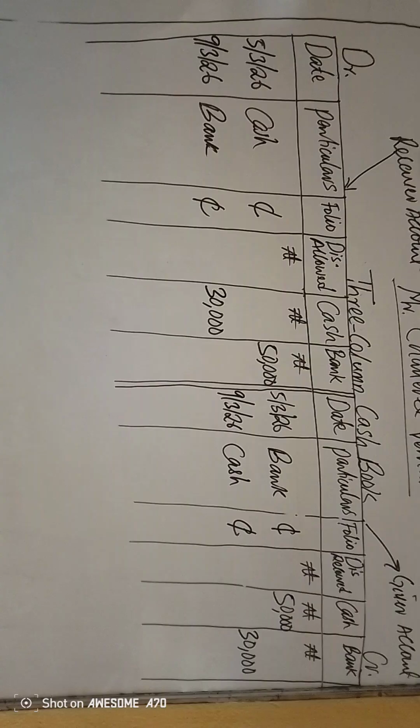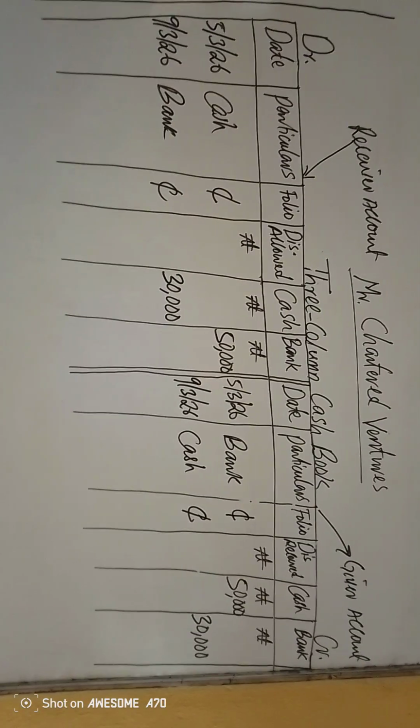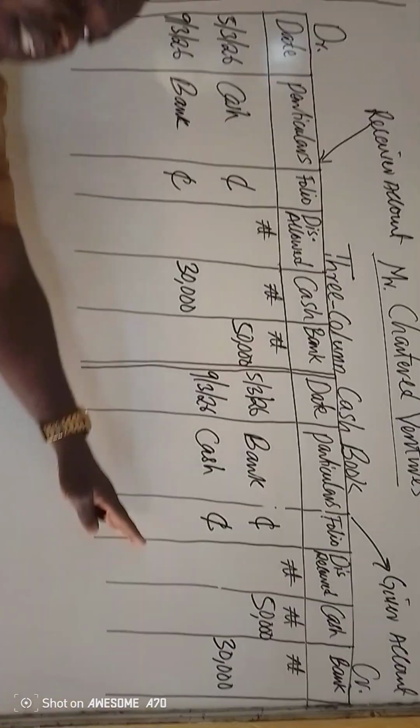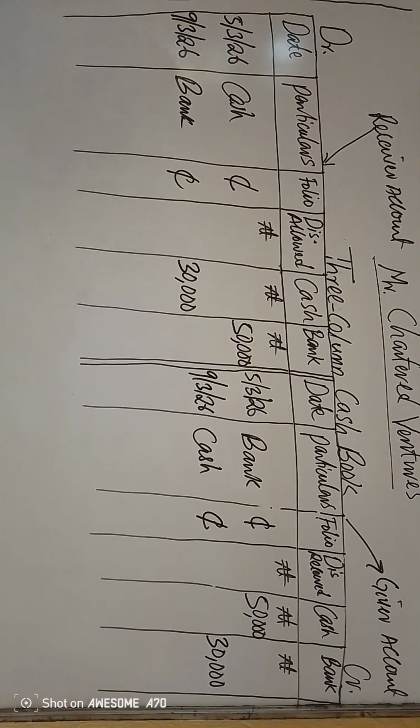So here we are saying this is a contra entry, where one account is being debited and the other is being credited in the same account called the cash book.